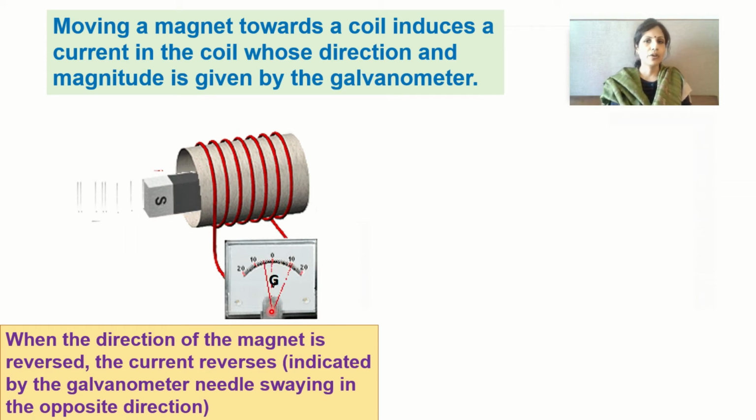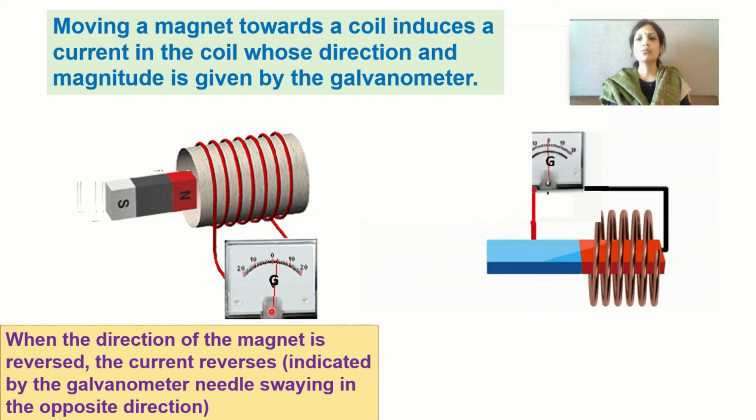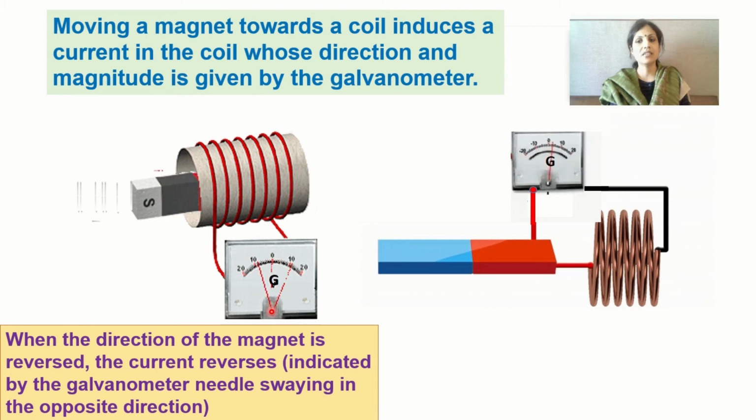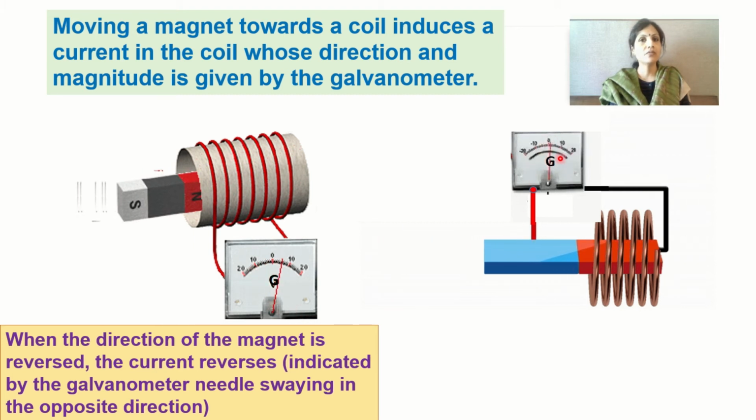Now observe one more case. Look at this. I want all of you to count the number of turns of the coil. In the first case it is more, in the second case it is less. And now just check out the deflection in the galvanometer. You will observe that in the second case the deflection is not much, it is less. What do we infer from this?